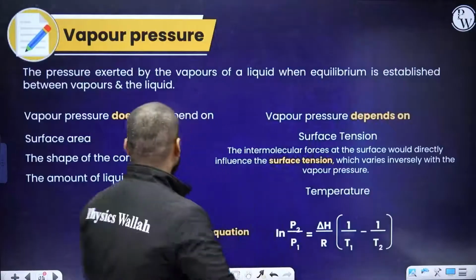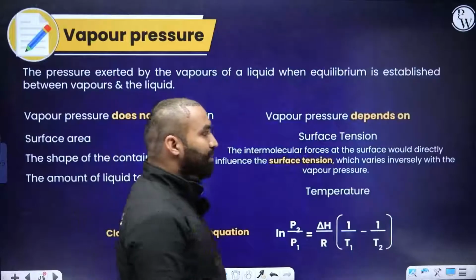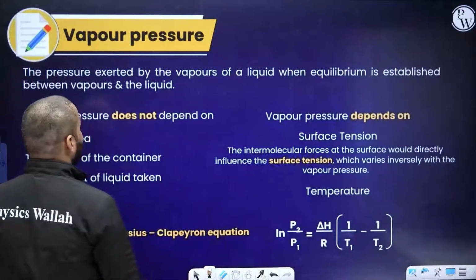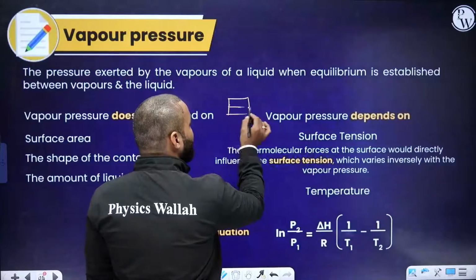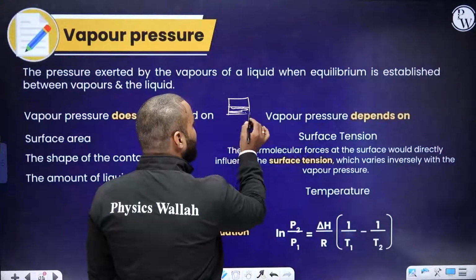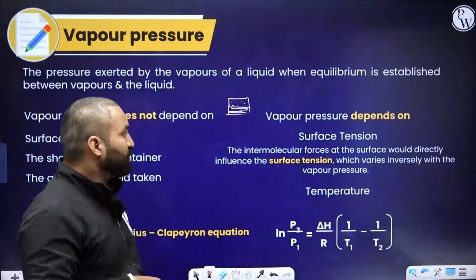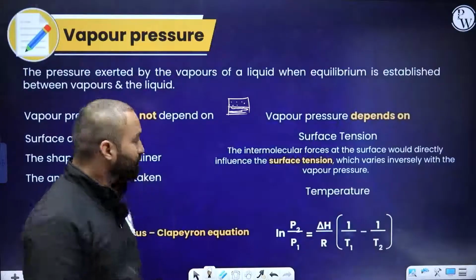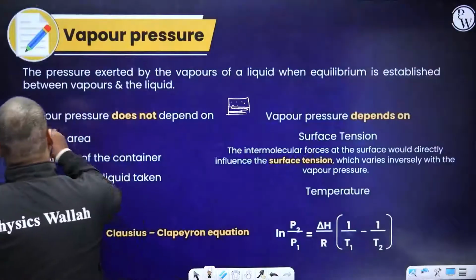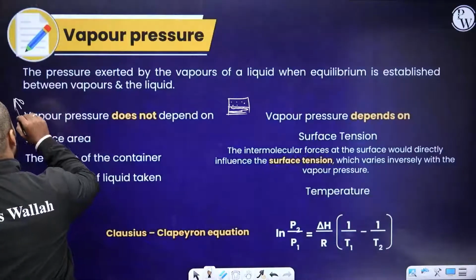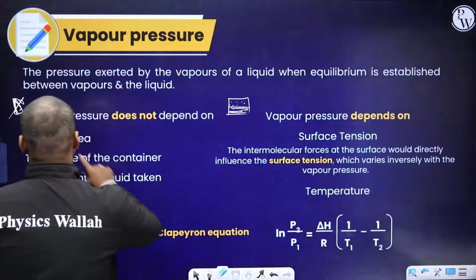Understood? Okay. Vapor pressure is the pressure exerted by the vapors of a liquid when equilibrium is established between the vapors and the liquid. Suppose this is the container, and when I start heating this liquid, there are vapors created. Now these vapors are also going to apply pressure. That pressure will be known as vapor pressure. Okay, very important for your board examination. They ask this question multiple times.